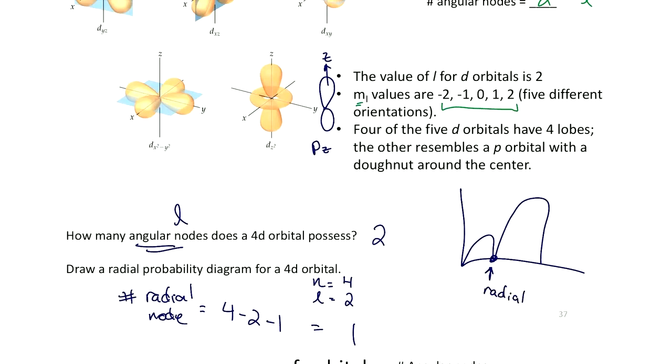All right, so what I'm drawing in pink here, the 2 pink points, those are not radial nodes. That's just the beginning and end of your graph. The radial nodes are only in the middle, right?